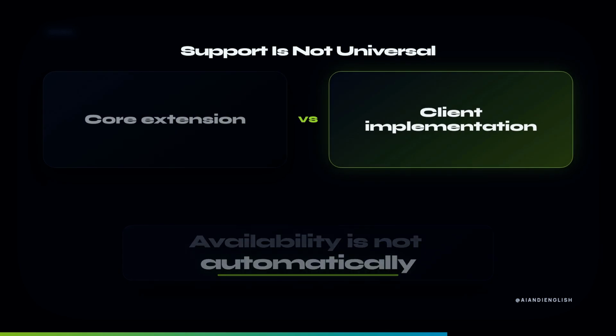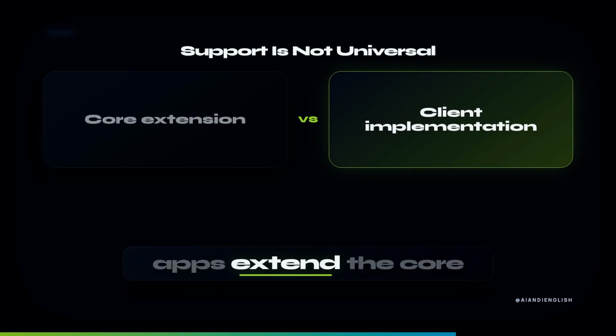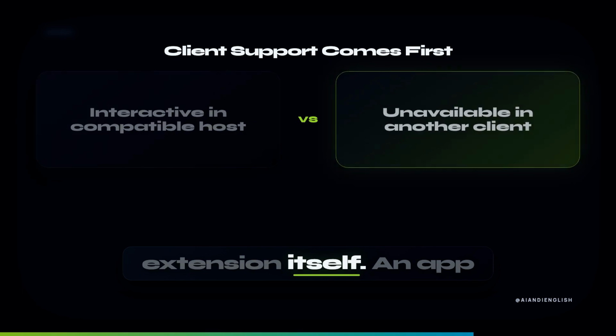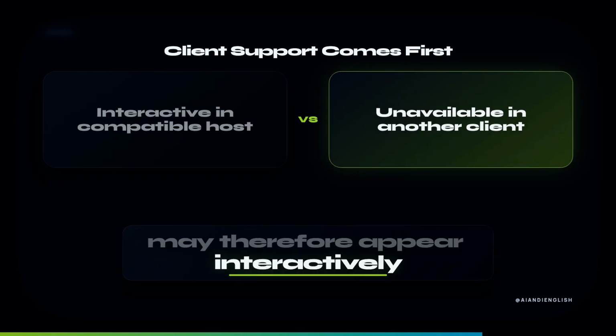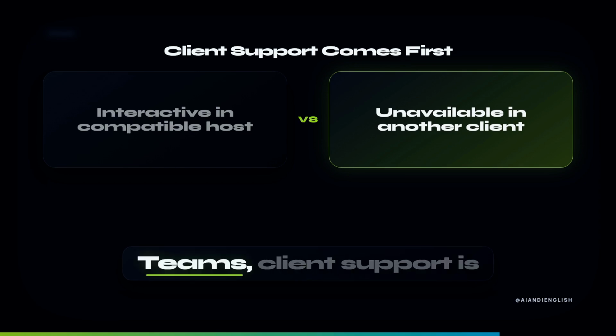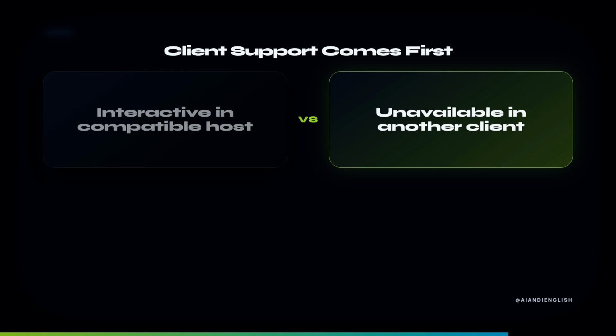Availability is not automatically the same everywhere. MCP apps extend the core specification, but every chat client must support the extension itself. An app may therefore appear interactively in a compatible host while being completely unavailable in another client. For teams, client support is therefore the first practical limitation.